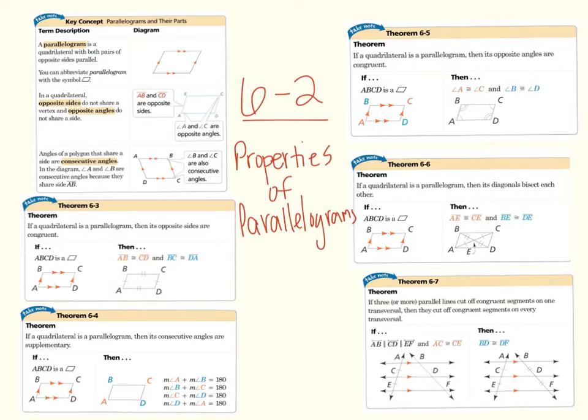Just to review, when you're trying to find the sum of all of the interior angles, you multiply n minus 2 times 180, and n is the number of sides. So for example, if it was a pentagon, there were 5 sides, so you would do 5 minus 2, which would be 3, times 180, and then that would give you the sum of all of the interior angles. To find one interior angle, you do that, but then you divide it by the number of sides.